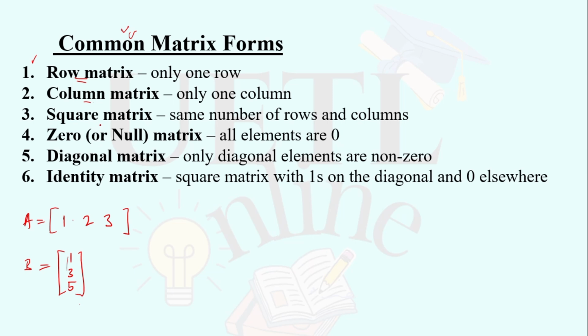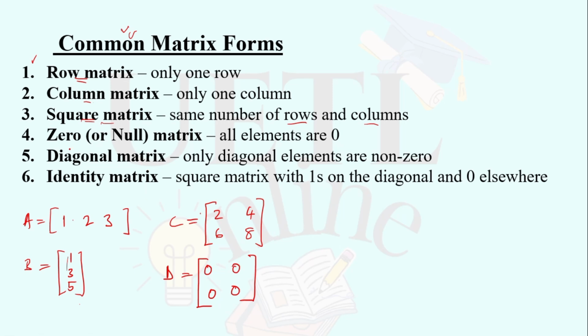And a square matrix has the same number of rows and columns. Let's say for matrix C, we have the numbers 2, 4, 6, 8. This is a square matrix because it has the same number of rows and the same number of columns. Then we have a zero or null matrix. A null matrix is a matrix where all elements are 0. Let's say we have a matrix like this. It has all zeros, and we call it a null matrix.